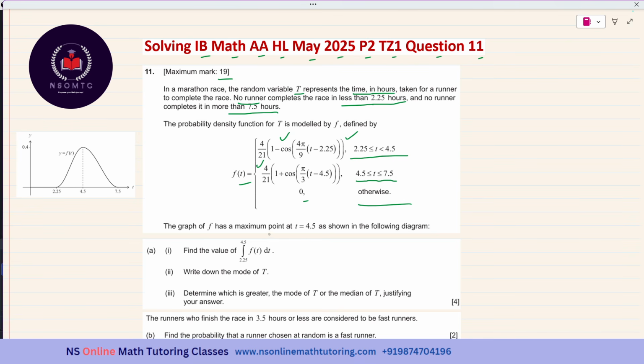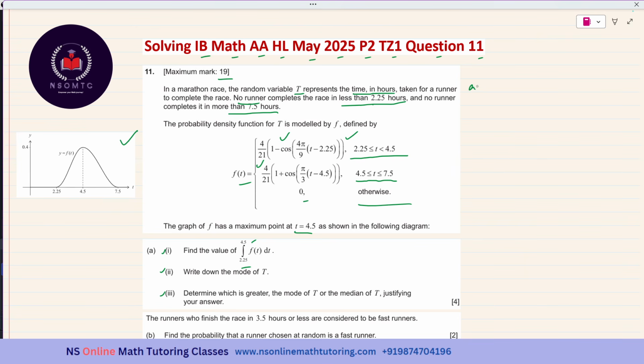The graph of f has a maximum point at t equal to 4.5 hours, shown in the following diagram. Subpart A has 3 further subparts. Subpart I says, find the value of the integral of f(t) with respect to t, with limits of integration 2.25 to 4.5. This is a paper 2 question, so you can use your calculator to find the answer.